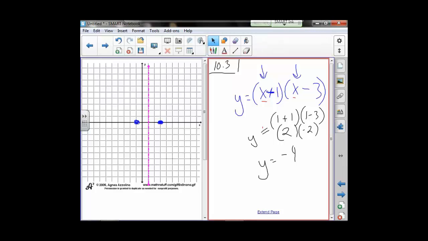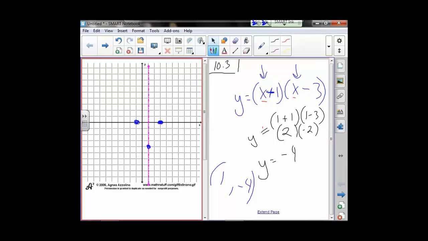This tells me that my minimum, the y value, is negative 4, and the x value was 1. So let's plot: 1, negative 1, 2, 3, 4. From this, I can connect the dots, be a little lazy, and have my parabola.